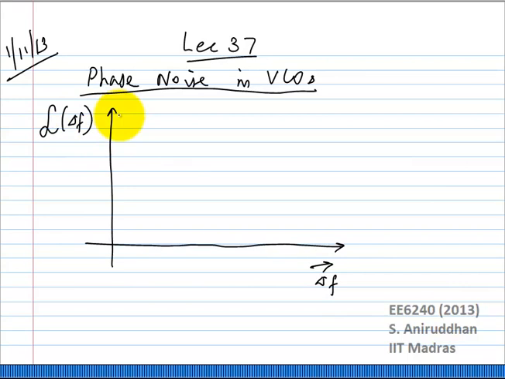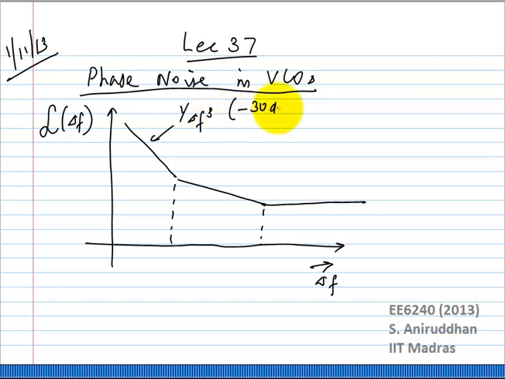So if you actually take an oscillator, build an oscillator and measure the phase noise, you will find that the phase noise has three distinct regions. Okay. In fact, I'll draw it a little bit better. This way and this way. The phase noise has three distinct regions. In region 1, very close to the oscillator, the phase noise as a function of delta f has a 1 over delta f cubed kind of behavior. In other words, it goes at around minus 30 dB per decade.